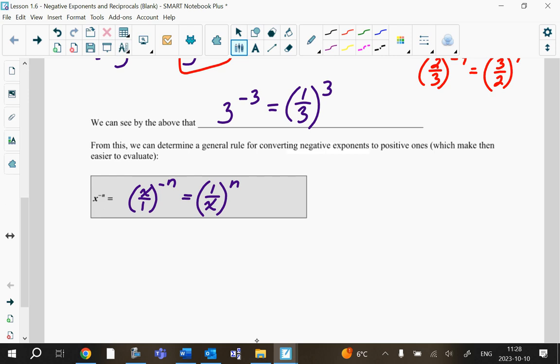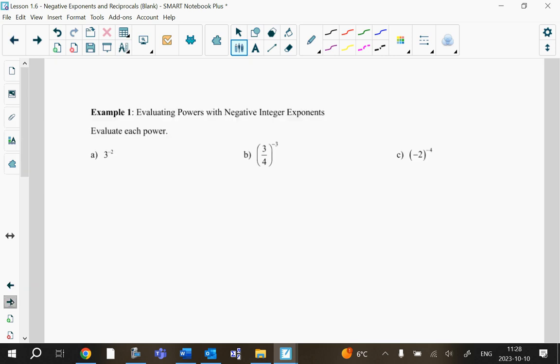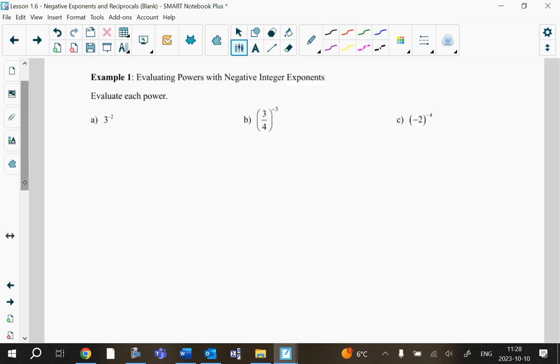And why do we want to make the exponent positive? Because we know how to do those. So notice that usually when we encounter negative exponents, the answers are going to be fractions. So let's look at a few examples. These would have been similar to ones we did last year. So you're asked to evaluate each one of these.